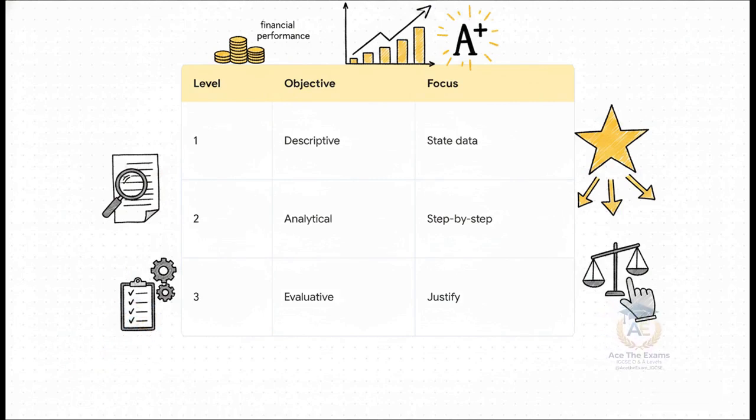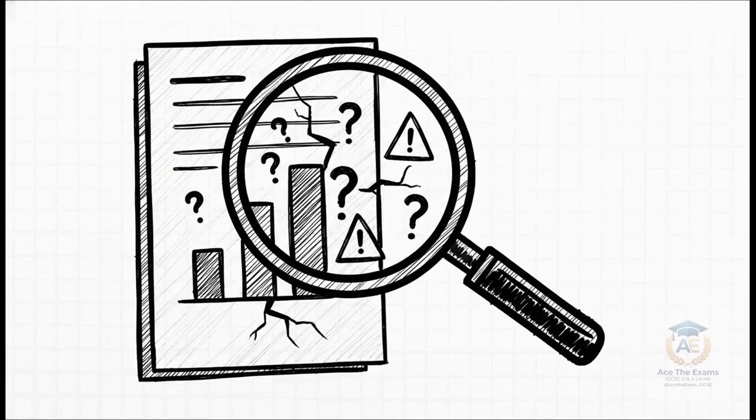But if you want the level 3 marks, you have to evaluate. You have to compare alternative reasons. Did the cost of raw materials spike globally? Did they aggressively cut selling prices to gain market share? And then you must justify a recommendation on how the director should respond. Let's run a spot the flaw exercise right now.